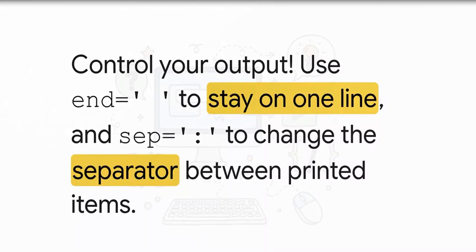But why stop there? We can get even more control. Check out the end argument. Normally, print automatically jumps to a new line after it's done. But if you set end to a space, like in this example, you can make multiple print statements all stay on the same line. And then there's sep, which stands for separator. By default, it's a space, but you can change it to anything you want. A colon, a dash, a comma and a space, you name it.